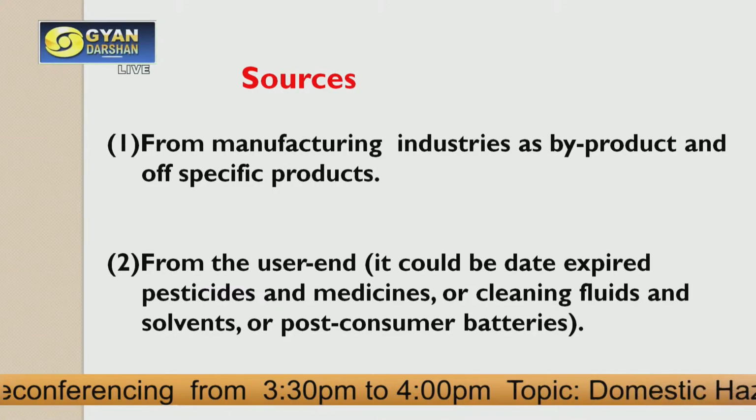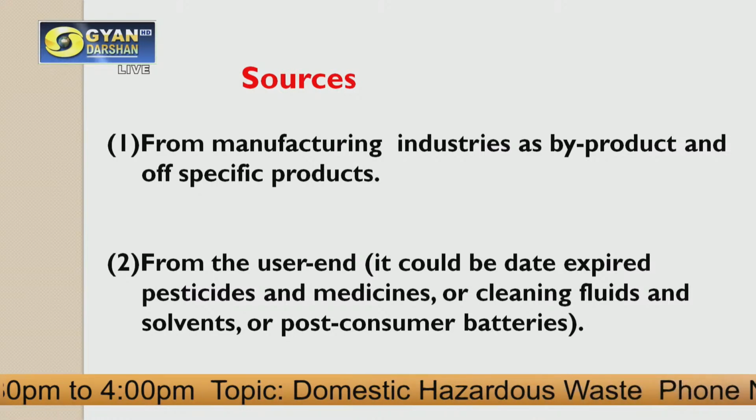Now what is important for us to know is what the sources are, from where these domestic hazardous substances are coming. Either it is coming from the manufacturing industries as products or byproducts, or it could be from the user end. For example, we have date-expired pesticides, date-expired medicines in our homes which we are not using, and unintentionally we are throwing them away along with the other waste generated from our homes. When it is mixed with the other municipal waste, the chemicals in the hazardous substances get mixed up with the other, maybe non-toxic, substances, and then the whole property or characteristic of the waste completely changes. So altogether it becomes hazardous.